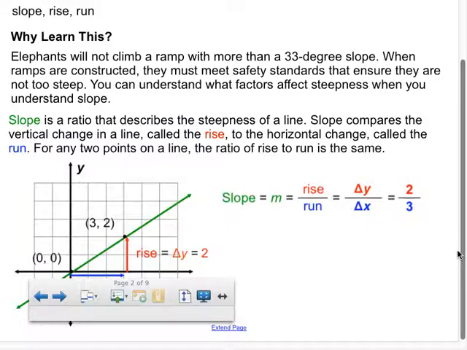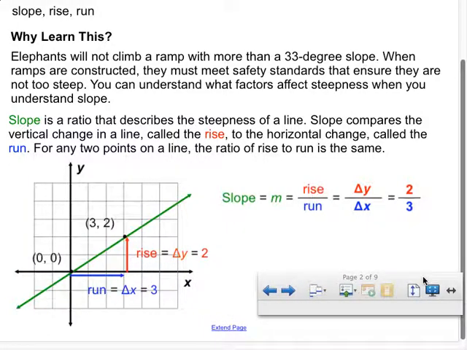So here's our new vocabulary word, slope. Let's see what it's about, and here's an example. Slope is the ratio that describes the steepness of a line. Slope compares the vertical change, the up and down change in a line, called the rise. So rise is up and down. The horizontal change is called the run, sideways. For any 2 points on a line, the ratio of rise to run is the same. So if we have a line and we have two solutions, remember what a solution is? A solution is a coordinate where the x, if I substitute into the equation, will give me back that y.